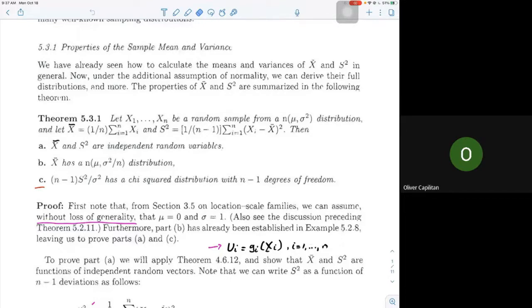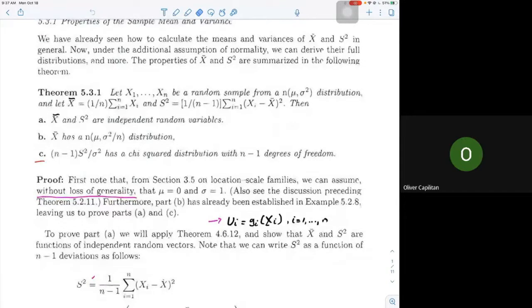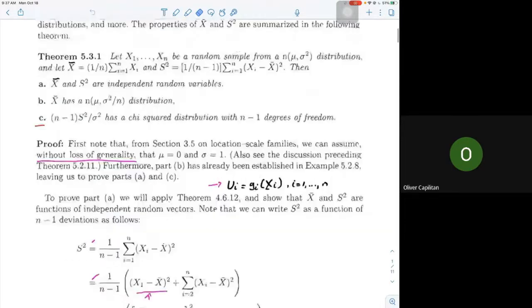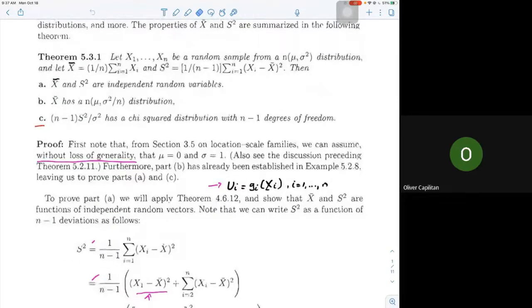We also proved that x bar has a normal distribution with mean mu and variance sigma square over n. We are left to prove property letter C, in which the product of n minus 1 and s squared divided by sigma square has a chi-square distribution with n minus 1 degrees of freedom. Prove letter C of theorem 5.3.1.